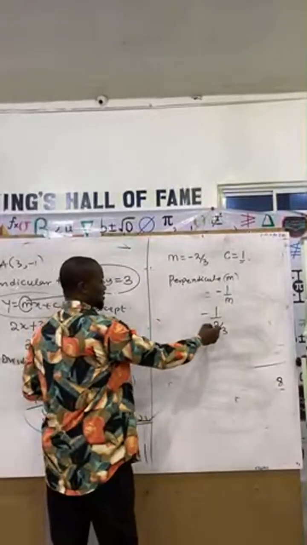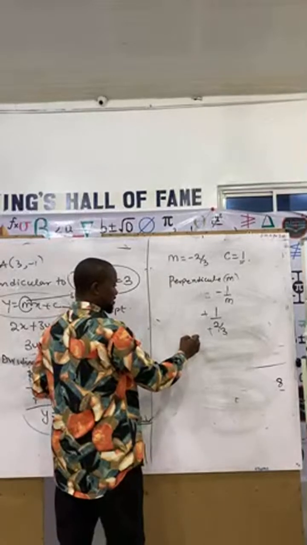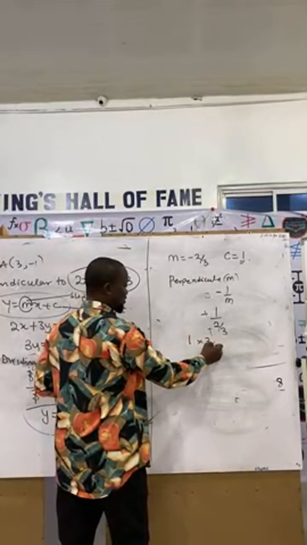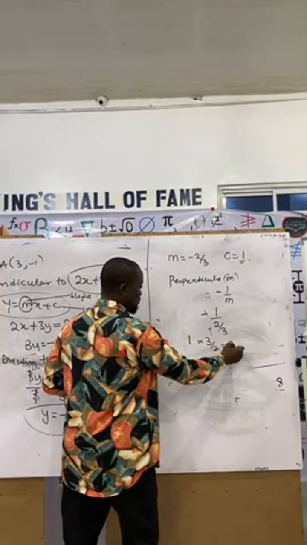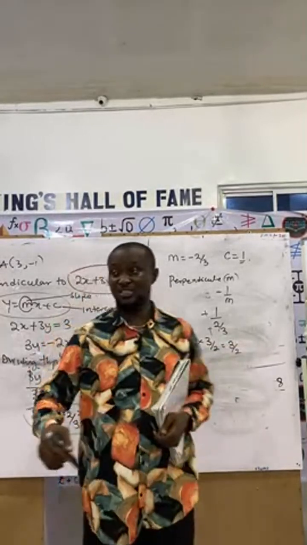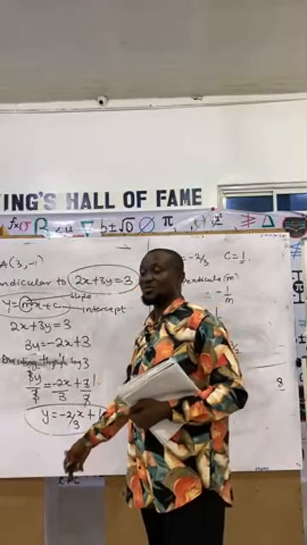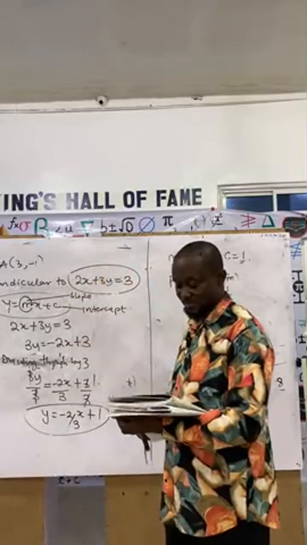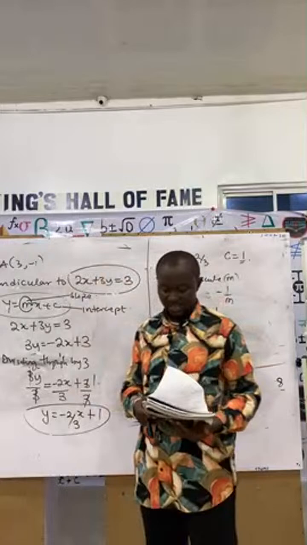Which is minus minus. You invert. That's 1 times 3 over 2. You see, the answer is what? 3 over 2. That's the perpendicular slope now, because the equation is perpendicular. Anything perpendicular is minus 1 over the original slope. So we now get that as the slope.